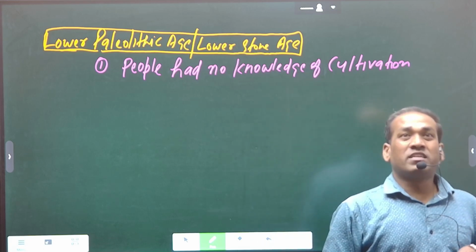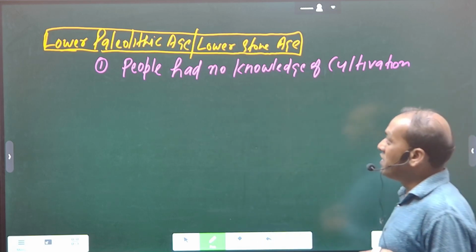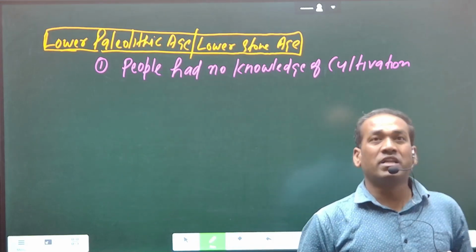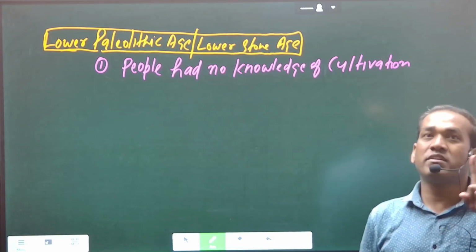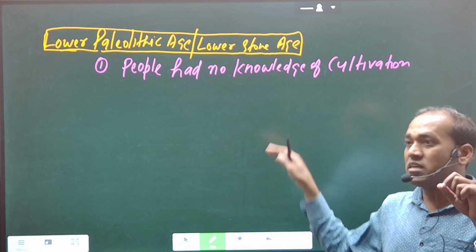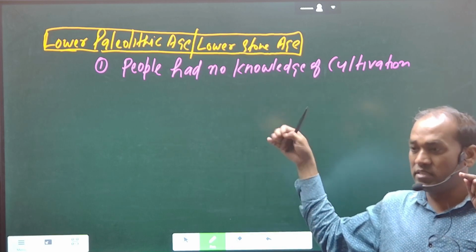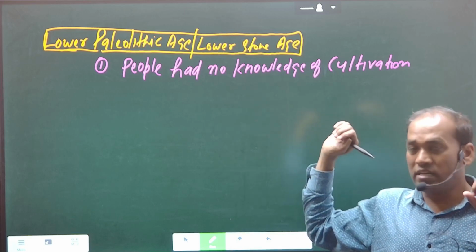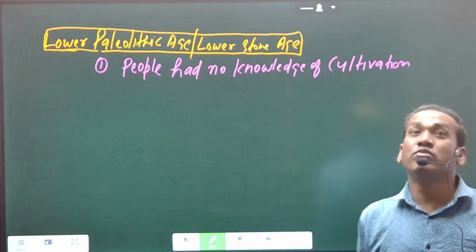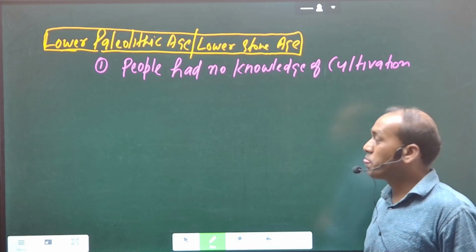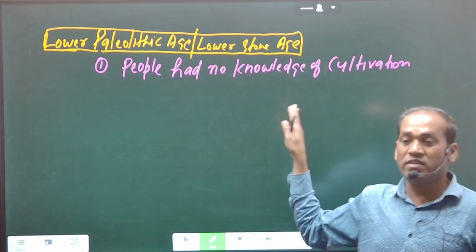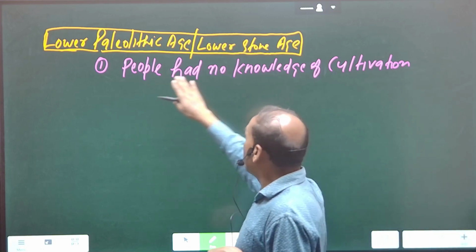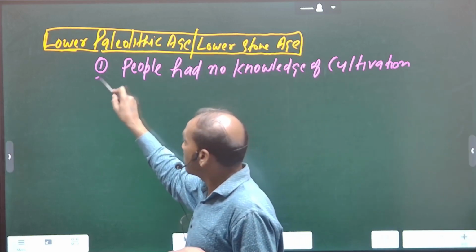The first point you can mention that in lower Paleolithic age people had no knowledge of cultivation, because cultivation did not start in this period. This cultivation started in the Neolithic period. Okay, so we will understand how this cultivation started in Neolithic period. So first point is people had no knowledge of cultivation.